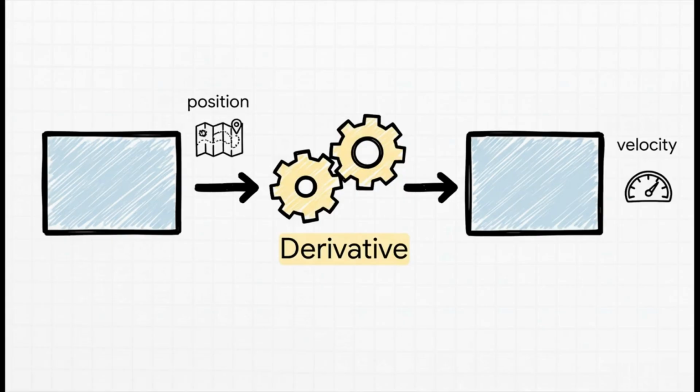Using the rules we just learned, the derivative is 3t squared minus 10t plus 2. And that new function we just made, that's our key. It's a powerful tool that can tell us the object's exact velocity at any instant we choose.